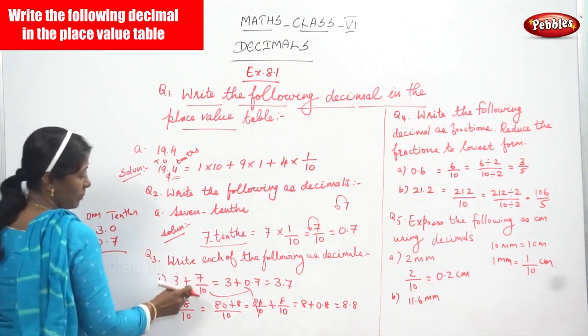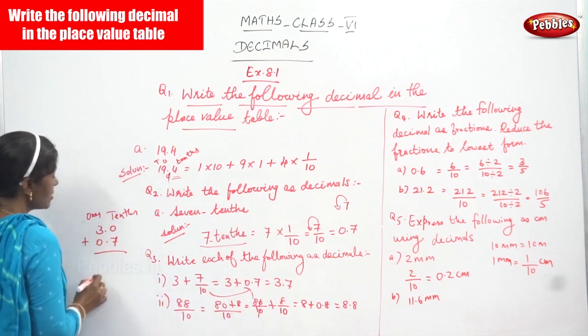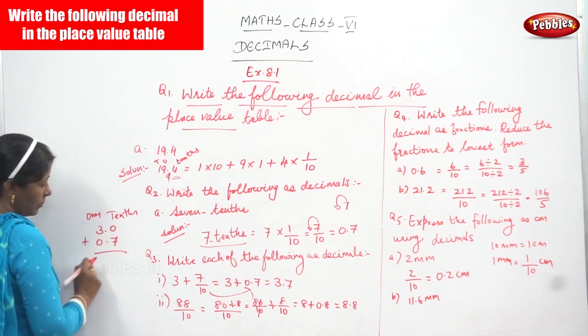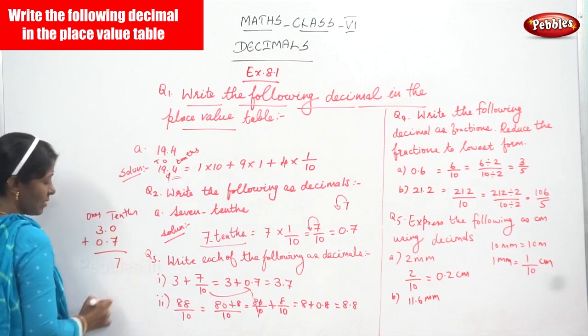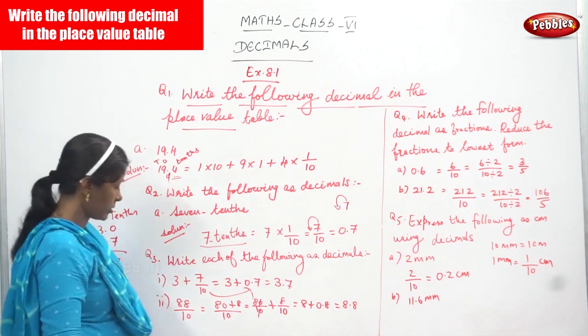Then after that, 7 by 10 becomes what? 0.7. So you have to write 0.7. After the point it's a decimal value. This is decimal, this is a whole number. So then you have to add 0 plus 7, 7, and point and 3. So 3.7 is the right answer for this question.